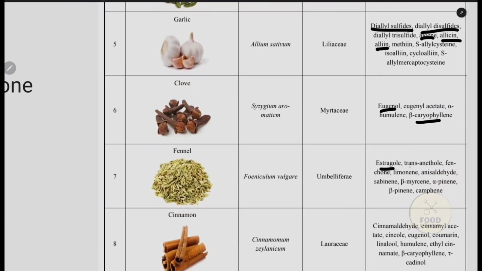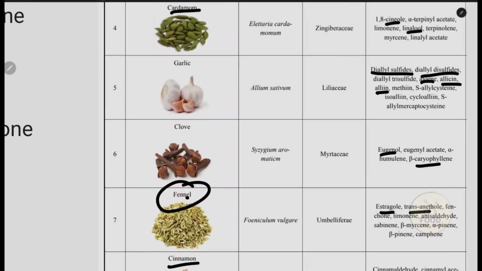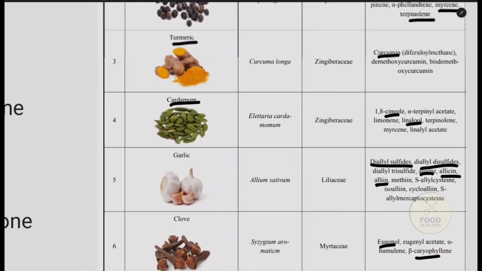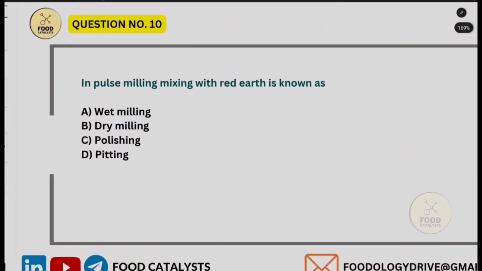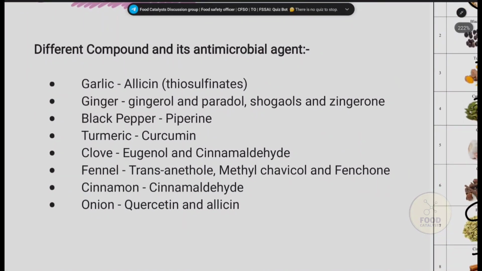Fennel has estragole, and then trans-anethole. See, anethole is actually for fennel, and for cinnamon, it's cinnamaldehyde. So all these things are phytochemicals. But which phytochemicals have the antimicrobial activity? That we need to know, which means it can act against antimicrobes, right?